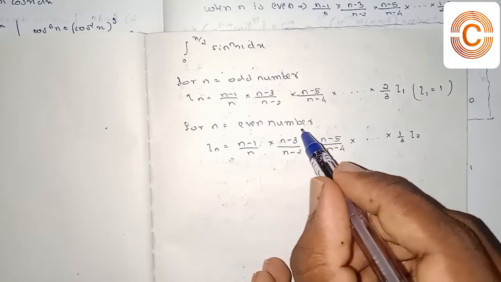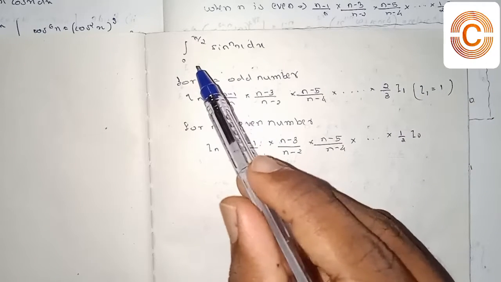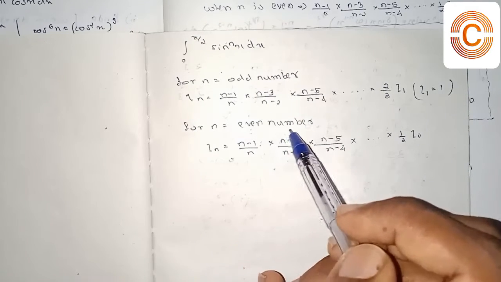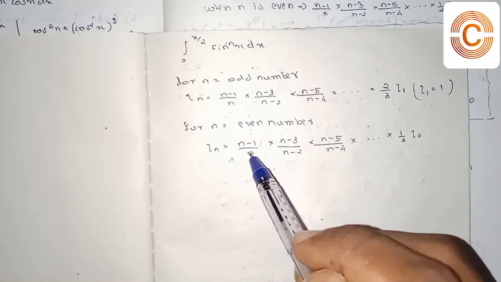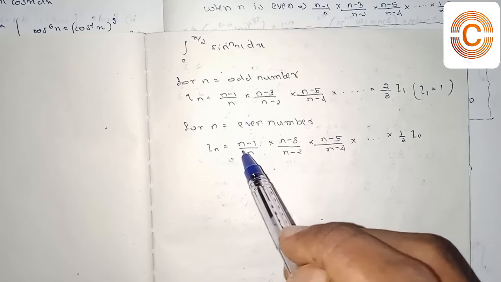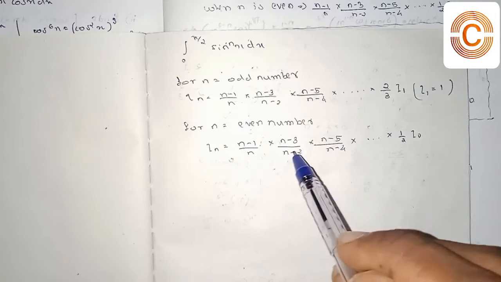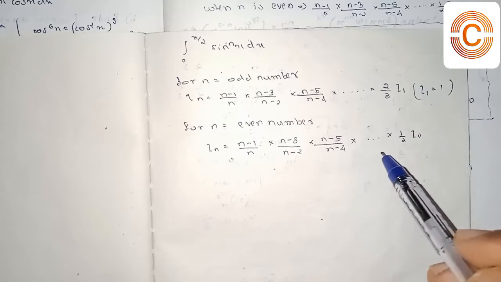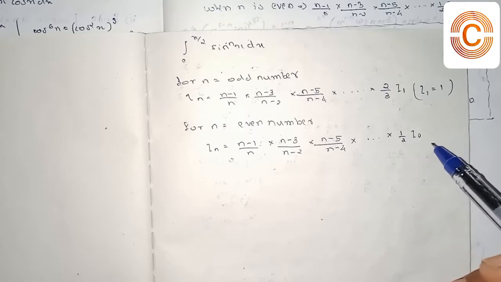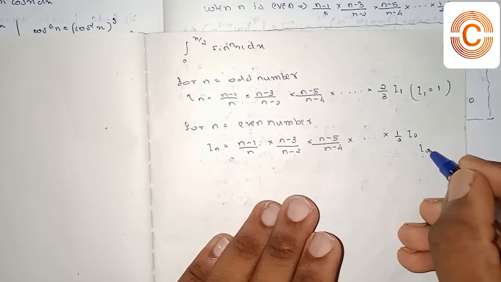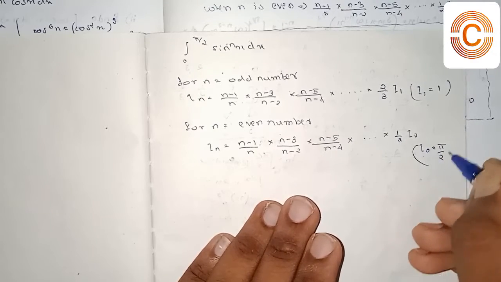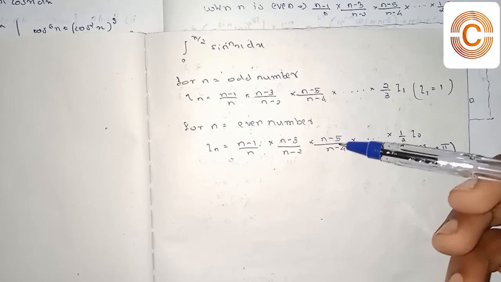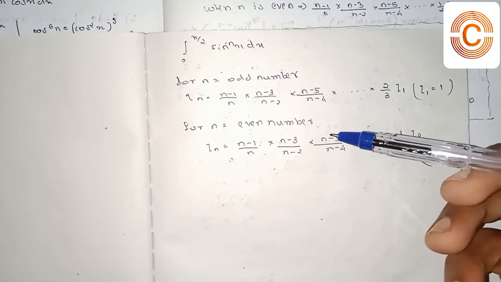For n an even number, the solution for the integral from 0 to pi by 2 of sine nx dx gives the formula In equal to (n minus 1) divided by n, into (n minus 3) divided by (n minus 2), into (n minus 5) divided by (n minus 4), into etc., into 1 by 2 into I0, where I0 is equal to pi by 2. In the next session we will look at how to use the specific formula for different questions that exist.